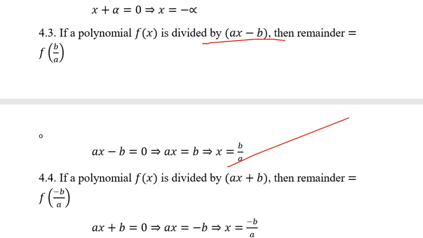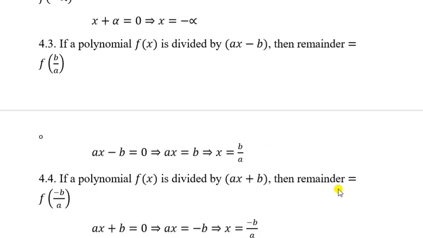Similarly, if a polynomial f of x is divided by ax plus b, then the remainder will be f of minus b by a. See, if we set ax plus b equals 0, then ax equals minus b and x equals minus b by a. So the value of x is minus b by a. When you put this value of x in your given polynomial, you will get the remainder. These are the rules. Now we'll see a particular example.